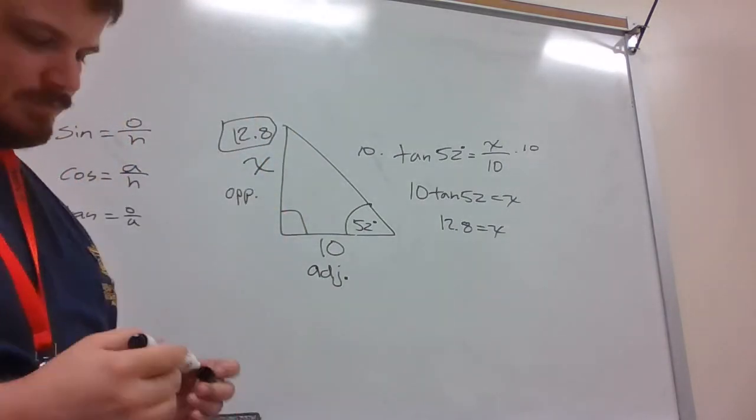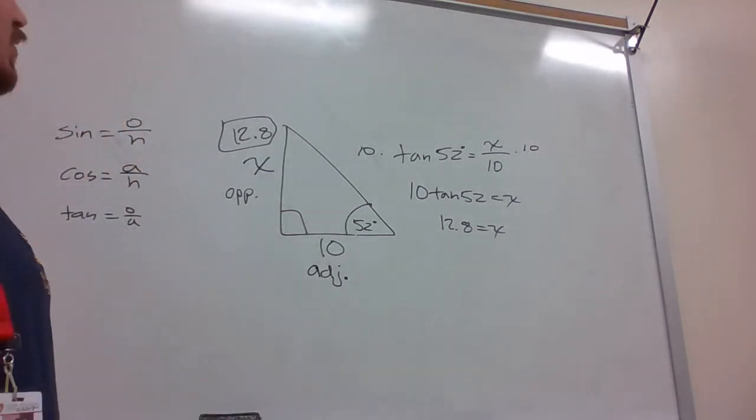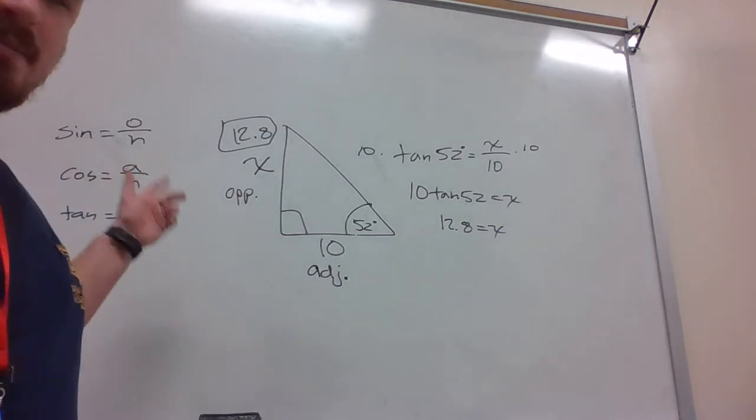And there we go. Okay, so this is how you use sine, cosine, and tangent, and you use it to solve for a missing side.